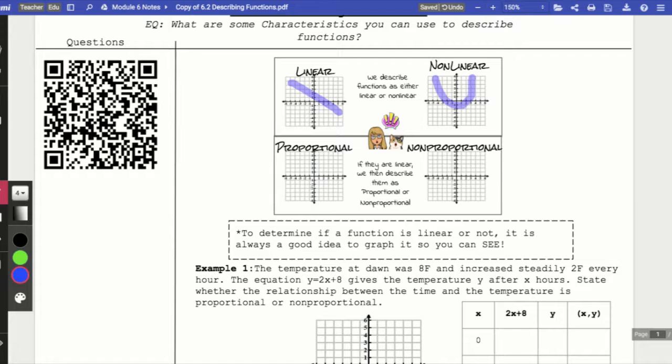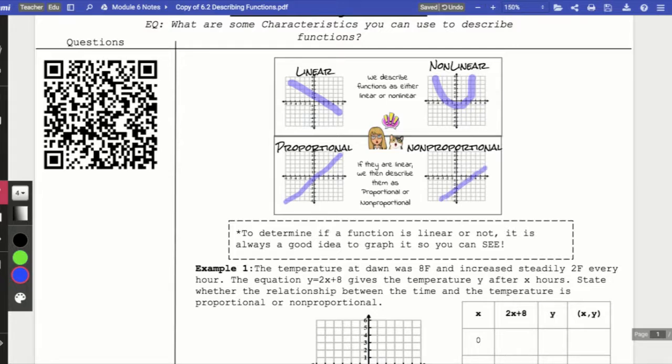All right. Now, non-proportional is something we are also familiar with from linear equations. Remember, proportional relationships just go through the origin. So that would be an example of a proportional relationship. A non-proportional linear relationship is still going to be a line. It's just not going to go through the origin.